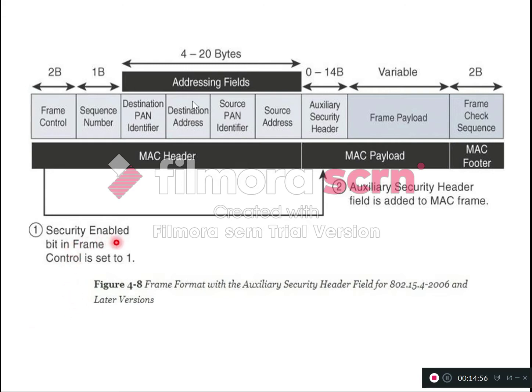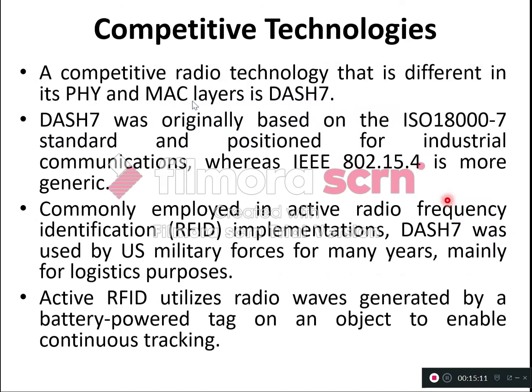So here the security enabled bit in the frame control is set to 1. It is indicating that the auxiliary security header field is added to the MAC frame. So that is about the security of 802.15.4 technology.